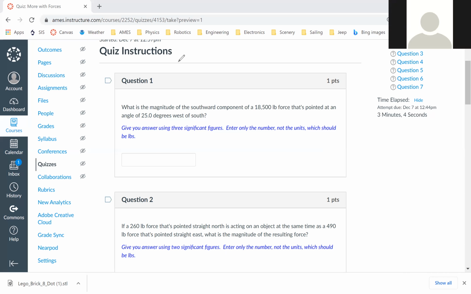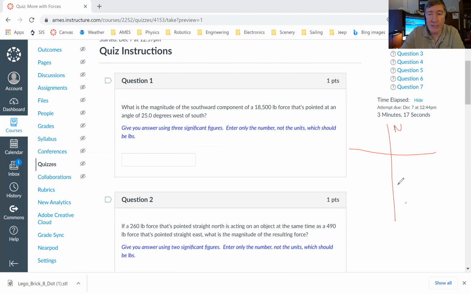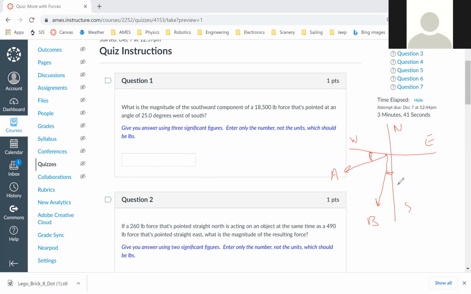Yeah. So okay, what I did to find the southward one was I drew a picture first. Always a good idea to draw a picture. Okay, so here's our north, south, east, west picture. And the problem says that it's at an angle of 25 degrees west of south. So is that this angle here? Let's call that choice A. Or is it this angle here? Call it choice B. So Trey, which one of those correctly shows 25 degrees west of south? I'm pretty sure it's, is it B?